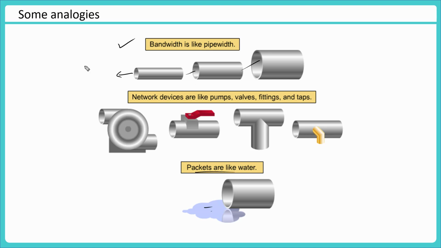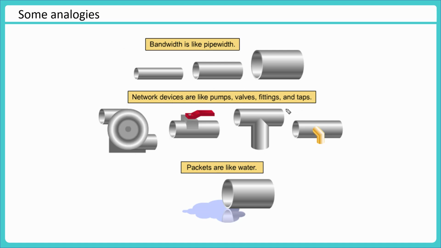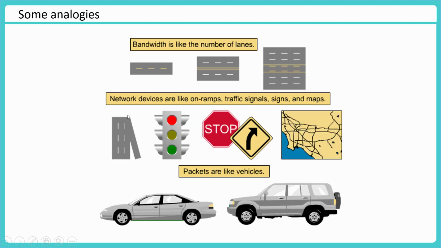And in your house, when you have your plumbing, that plumbing will go through different types of devices like fittings. There would be taps, there would be valves, there will be pumps. These are all the network devices which control the flow of water or divert the flow of water to a specific place. Same thing in a network, we have network devices and those devices ensure that we are able to send packets to a destination of our choice. Same analogy in terms of roads. Bandwidth is like the number of lanes. So you have smaller 1-lane, 2-lane, 4-lane, 6-lane traffic.